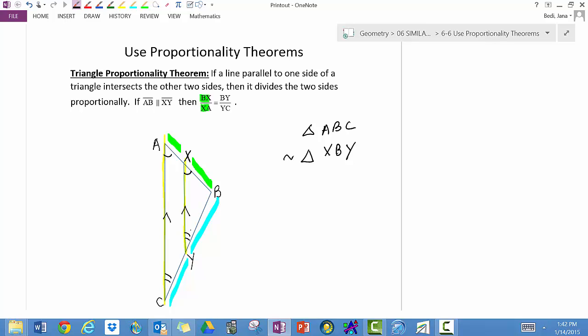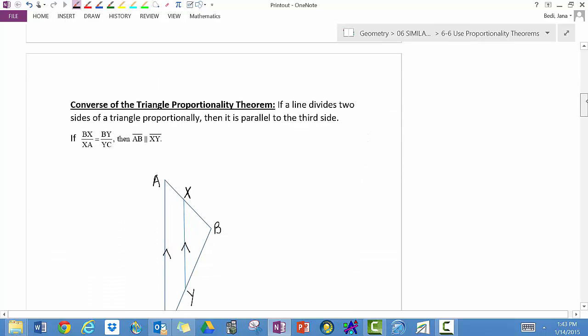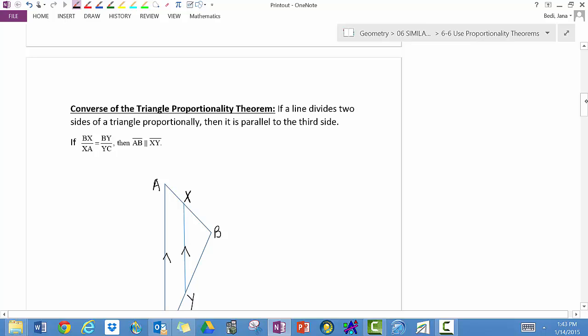And other proportions that you need to keep in your mind, which are also true, are that BX over BA equals BY over BC equals XY over AC. And this is based on the fact that these two triangles are similar. So the triangle proportionality theorem is just a little bit different from the proportions that you get when you write the proportionality statement based on the similarity of two triangles.